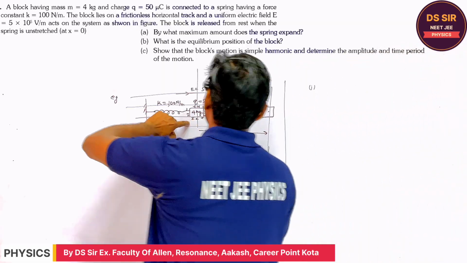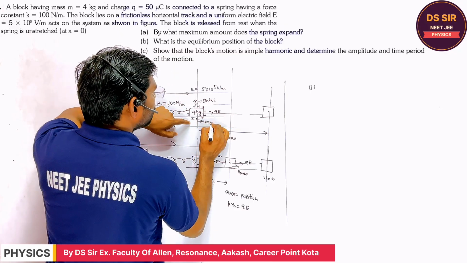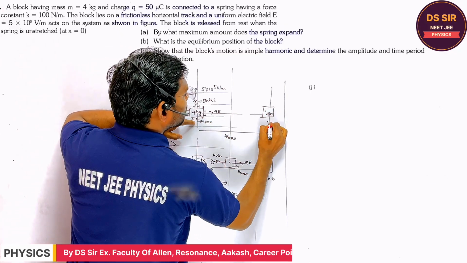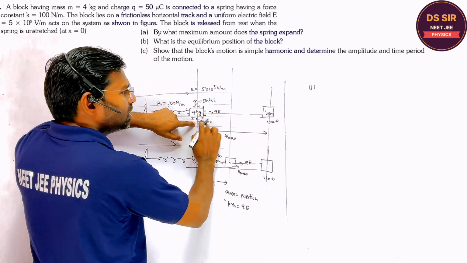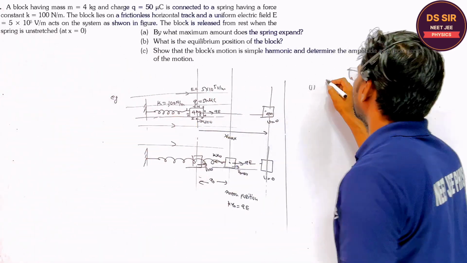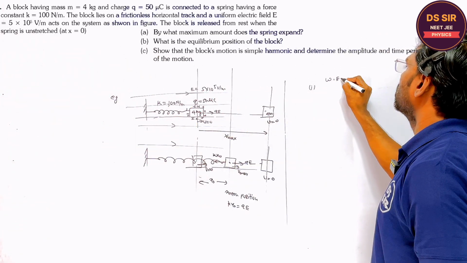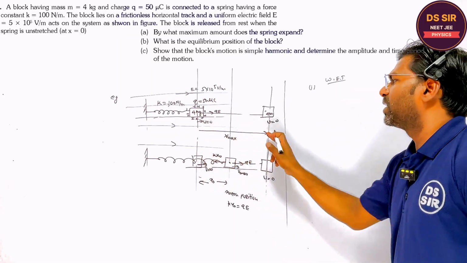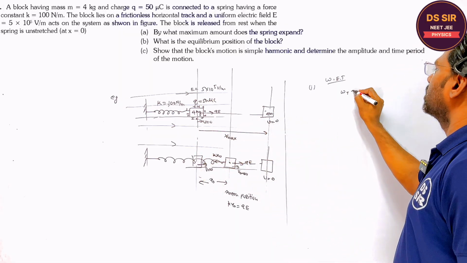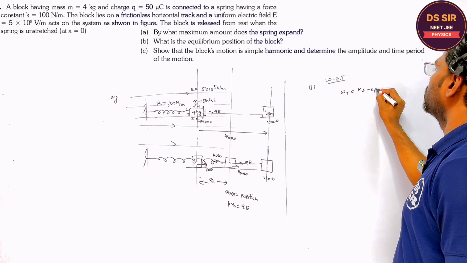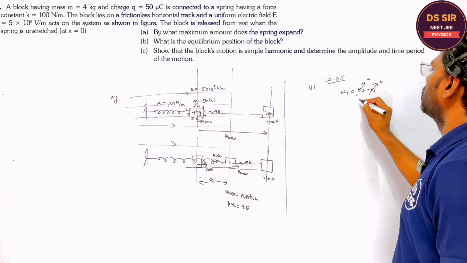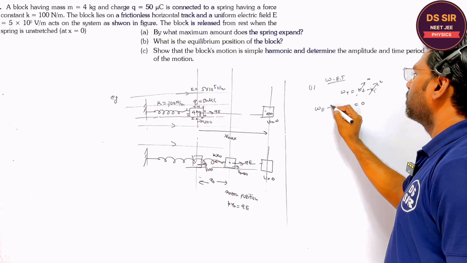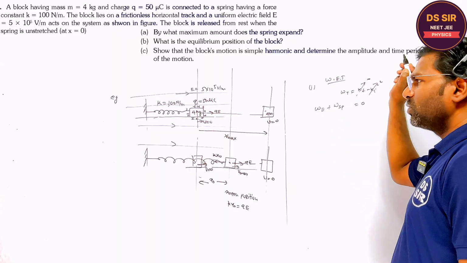The initial speed is 0. The final speed when it reached the extreme position is 0. So the K initial and K final are 0. So you can apply the WET to find the maximum displacement from here to here. Total work is equal to K final minus K initial, right? Both are 0. So total work done by the electric field plus work done by spring force.